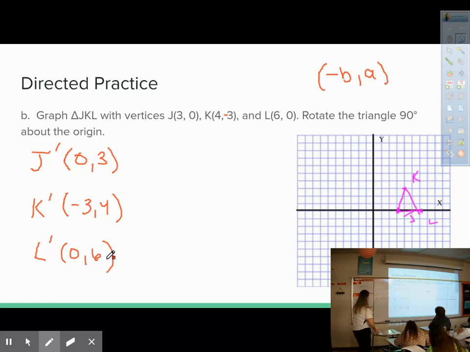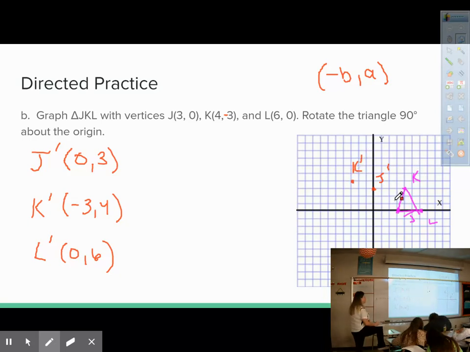All right, so now let's graph these ordered pairs. J prime is (0,3). Aiden, where would that ordered pair be? Would I go over 3 or up 3? Up 3. Yeah, you go up 3 because it's the y value. So there's J prime. K prime, (-3,4). Ellie, how would I graph that point? Left 3 and up 4. Good job.